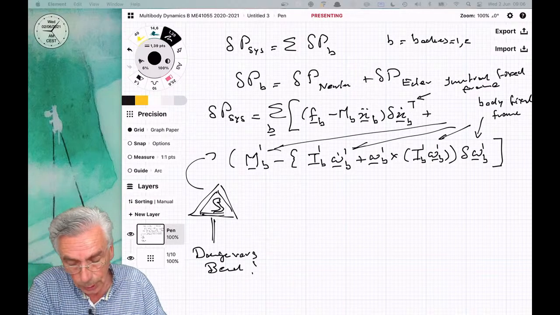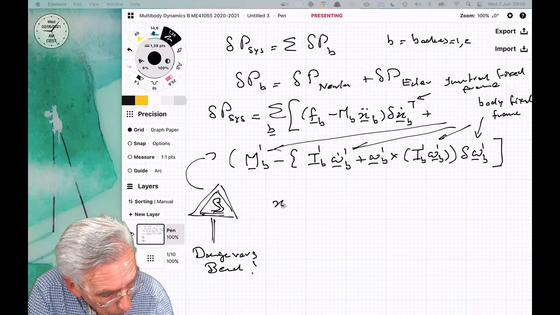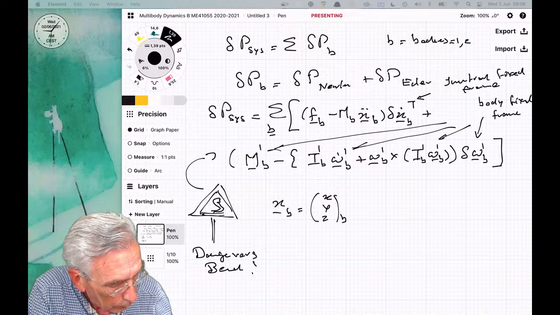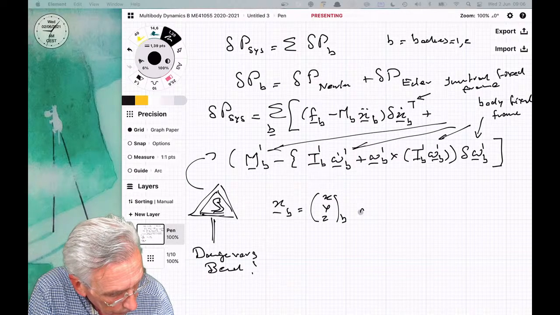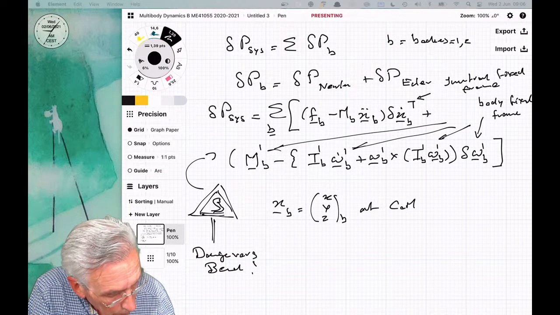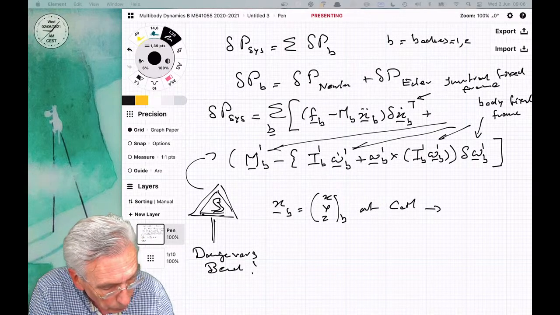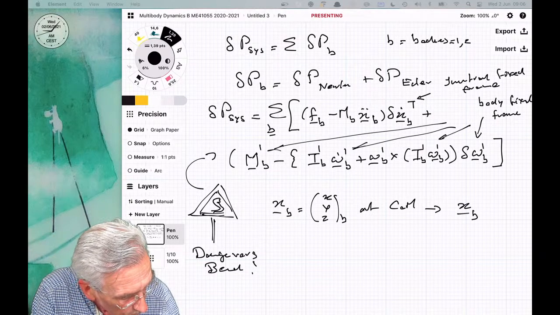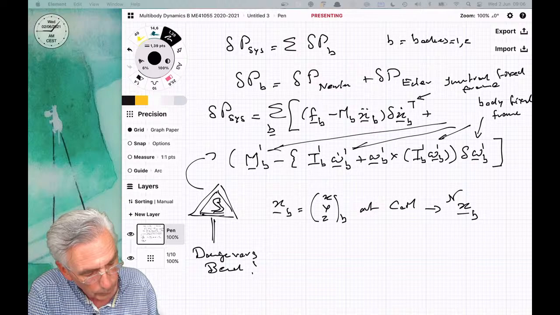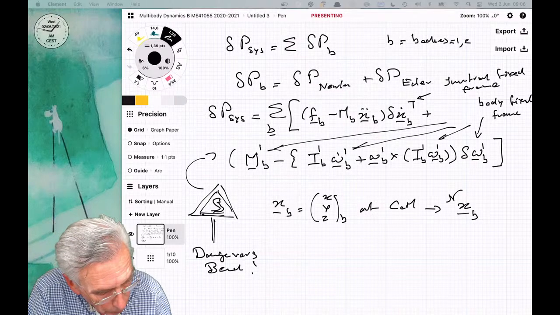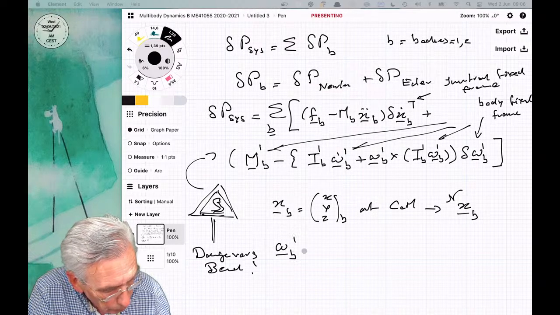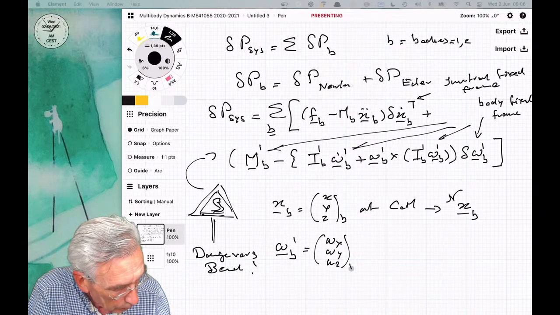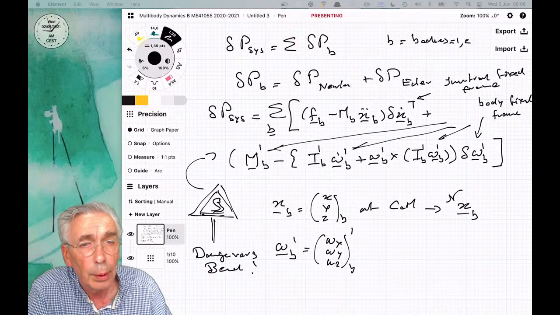body fixed coordinate system. In other words, if I say what is xb, that is x, y, z of body b, at the COM of course. But it is actually what we're going to do, we're going to express the xb in the end. And what is the omega of body B? That's the omega about x, omega y, omega z, b in a body fixed triad.